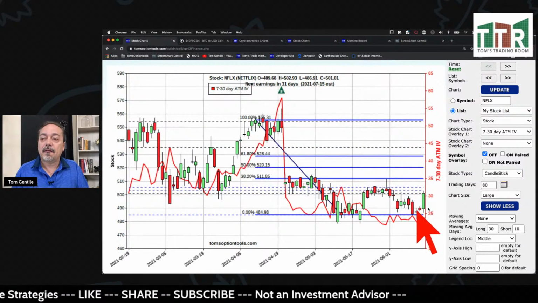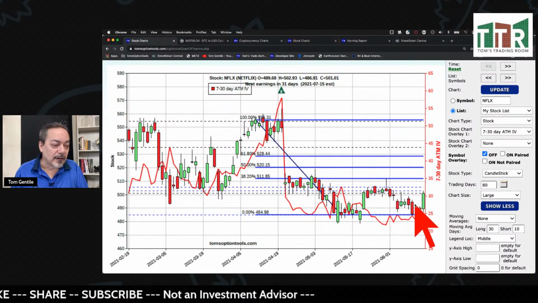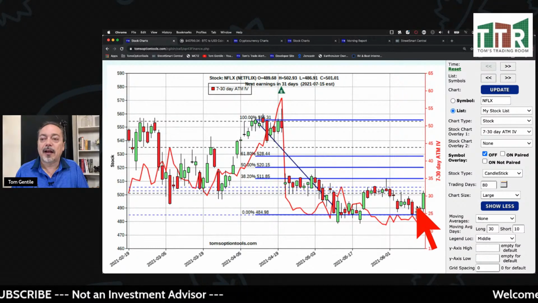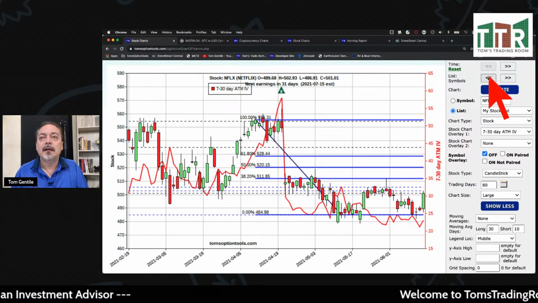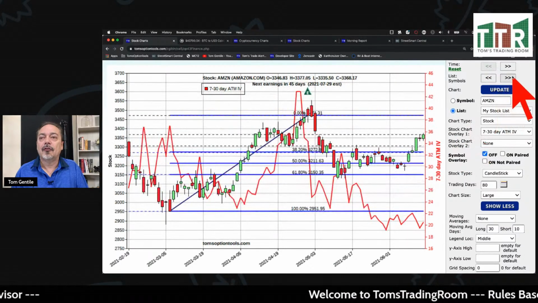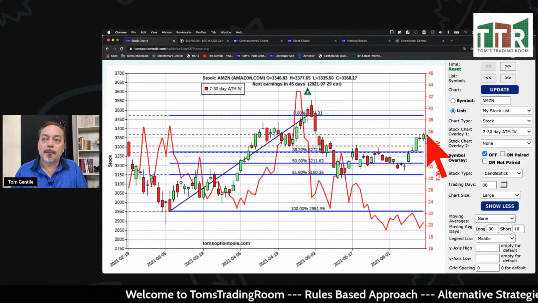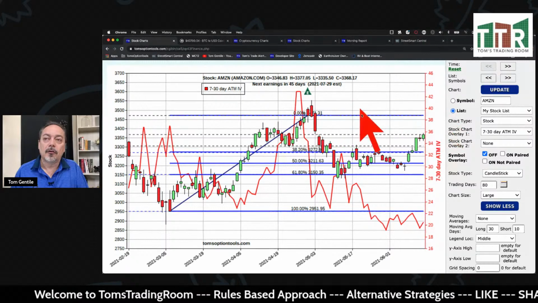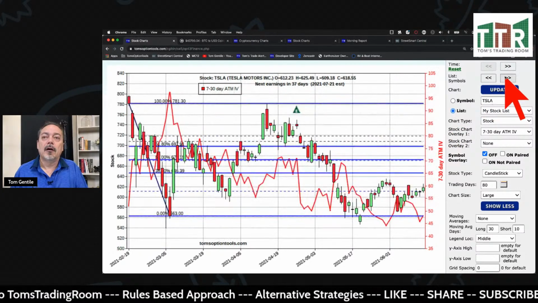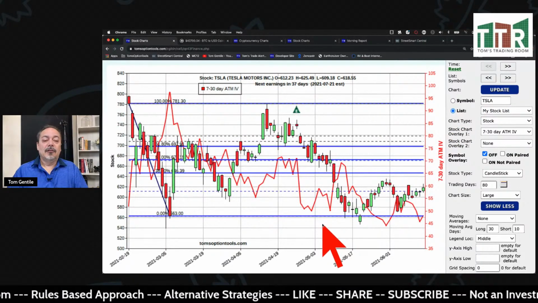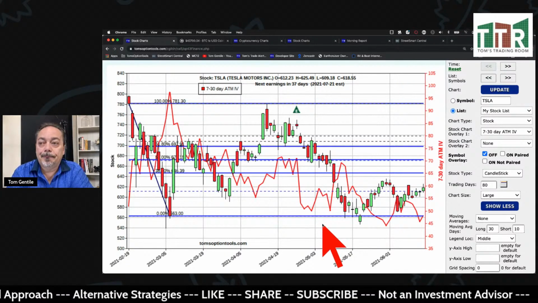If I back up to Netflix, I don't like this at all. Take a look at those lows down at the bottom. It's going against the grain. And then, of course, we were talking about Amazon, which is coming out, again, like Apple, getting above that 38% retracement, coming closer and closer to those new highs. There's where we are. Tesla looks a lot like Netflix.